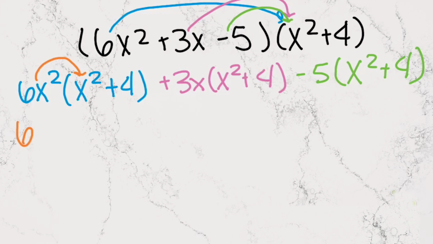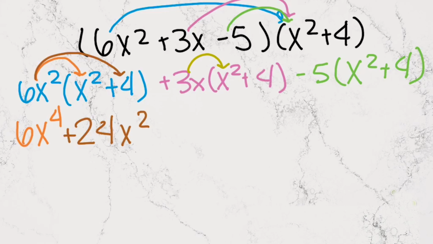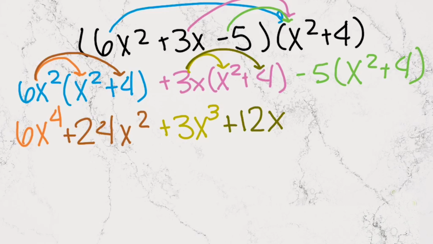That's 6 times 1, that's 6. Keep the base, add the exponents. 6x squared times 4. Well, that's just 6 times 4, keep the base, 24x squared. Now we have 3x times x squared. That's 3x, add the exponents, 3. 3x times 4, that's just 12x.